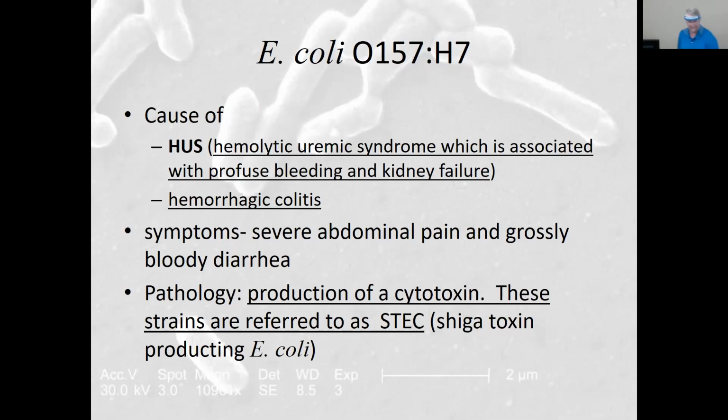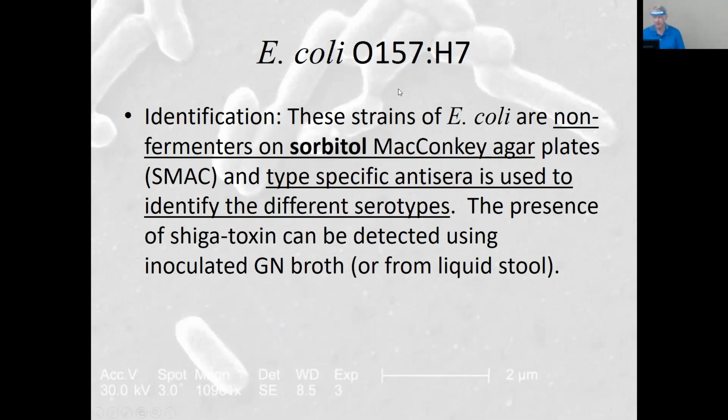We got all these abbreviations, and you know what abbreviations are fun for. Text, right? A lot of abbreviations. So Shiga toxin producing E. coli. How are we going to ID it? This is key. We're going to look for it because this E. coli is a non-fermenter on sorbitol McConkey, the SMAC plate.